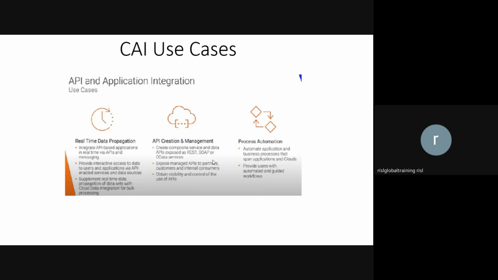Because through API, we can access other applications, like FedEx, or any portal application. Similarly, we, the IICS solution providers, can also create an API and make it available to others so that it is accessible. So, obtain visibility and control of the use of APIs.